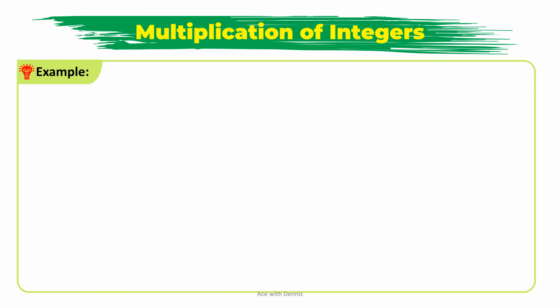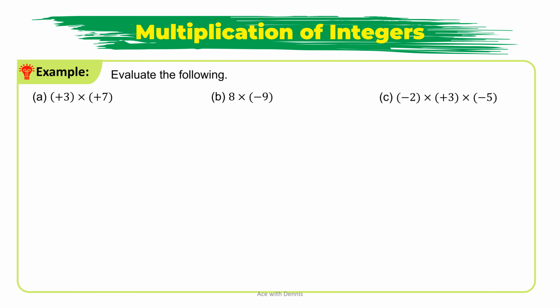Let's see one example here. Evaluate the following. A. Positive 3 times positive 7. B. 8 times -9. And C. Negative 2 times positive 3 times negative 5.